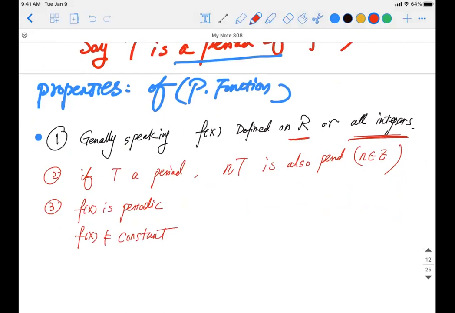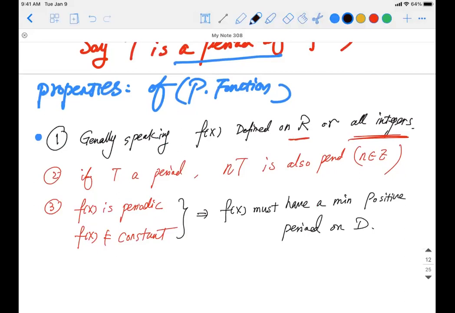Always f(x) equals 1. Yeah, you can also take it as a periodic function. It's okay. If f(x) is periodic, but f(x) is not a constant function, then f(x) must have a minimum positive period on D. This is actually a very important thing. If a function is periodic and it's not a constant function, then you must be able to find a minimum positive period, which makes sense, right?